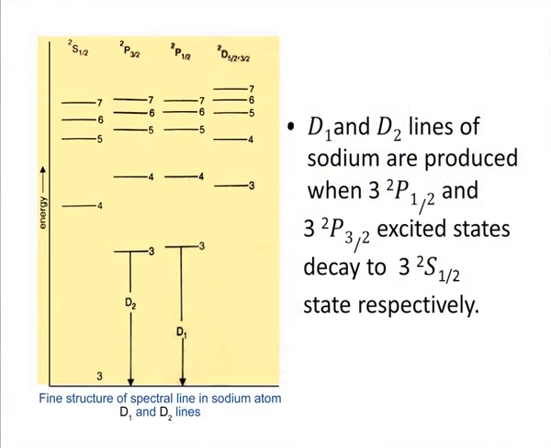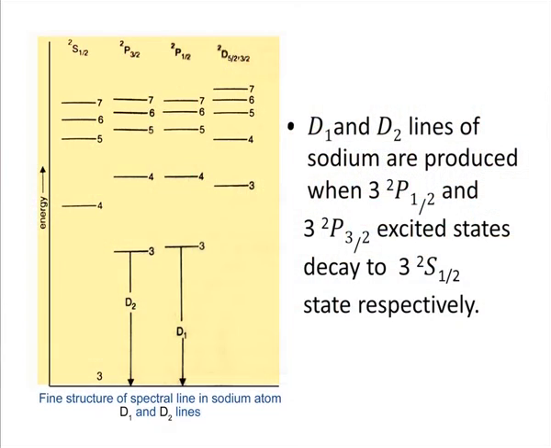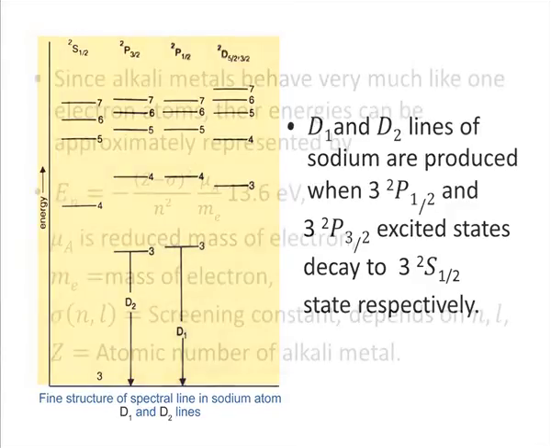So, in this slide you see D1 and D2 lines of sodium are produced when 3 2P 1/2 and 3 2P 3/2 excited states of sodium decay to 3 2S 1/2 state respectively. You see D2 and D1 lines. So, this is called the fine structure of spectral lines in sodium atom, and D1 and D2 lines are pretty close. That is because 3 2P 1/2 and 3 2P 3/2 states are pretty close.